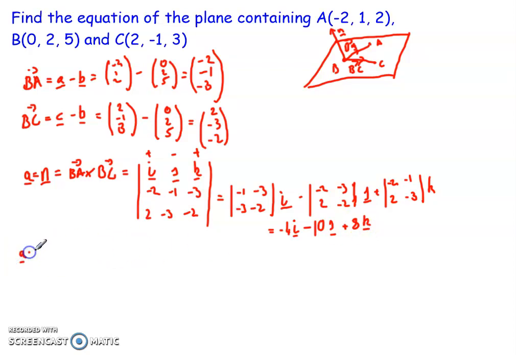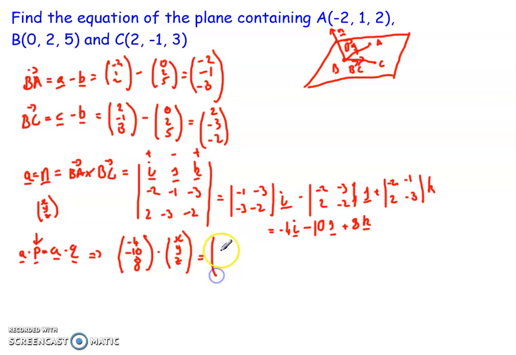So what I've got to remember is my equation is a dot p equals a dot q. Now remember, in this equation, p is an arbitrary position vector for a point on the plane. So that's my x, my y, and my z. q is the given point, and the a represents the normal. So if I substitute all the bits in together, I've got -4, -10, 8, scalar product with x, y, and z.